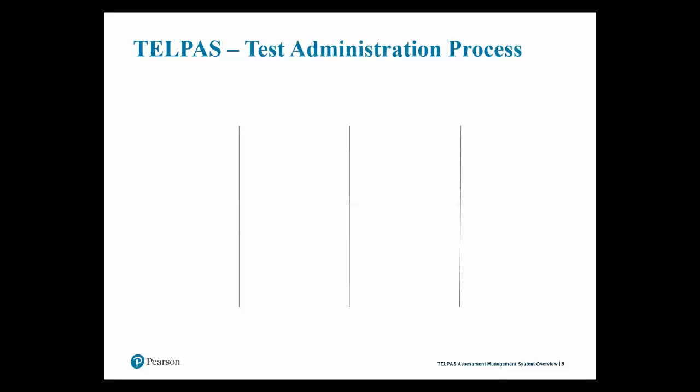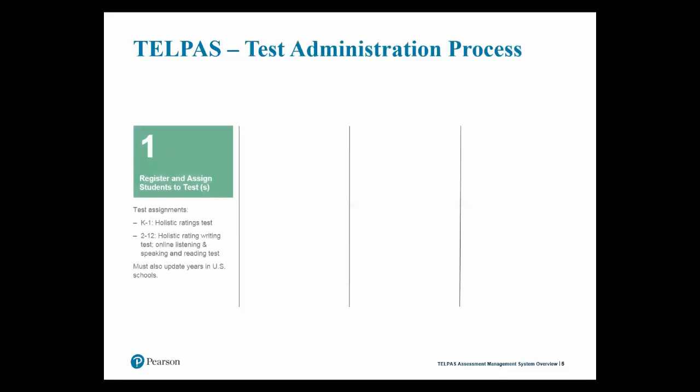So let's talk about that TELPAS test administration process, and that of course starts with making sure that your students are registered and assigned to their correct test. Remember, students in grades K-1 will be assigned to the holistic ratings test. Students in grades 2 through 12 will be assigned to the holistic writing test. They'll also be assigned to the online listening and speaking test. Remember, listening and speaking, it's going to be one test. And they'll also be assigned to a reading test. So remember, students in grades 2 through 12, they'll be assigned to 3 different tests.